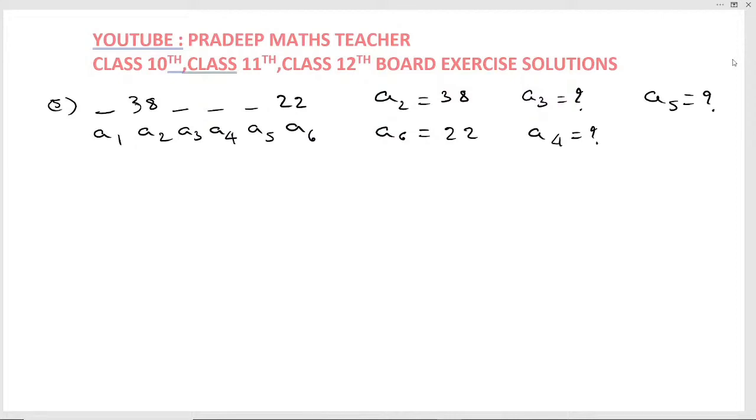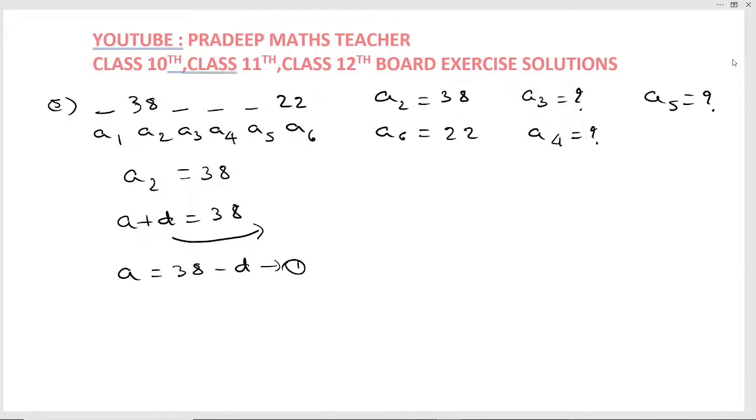So I'll just write whatever they have given. The second term will be equal to 38, a2 equals 38. So the formula to find the second term will be a plus d equals 38. Now here I'll send the d to the right hand side. So therefore it will become a equals 38 minus d. Clear? So plus d, if you send plus d to the right hand side, it will become minus d. I'll call this equation number 1.